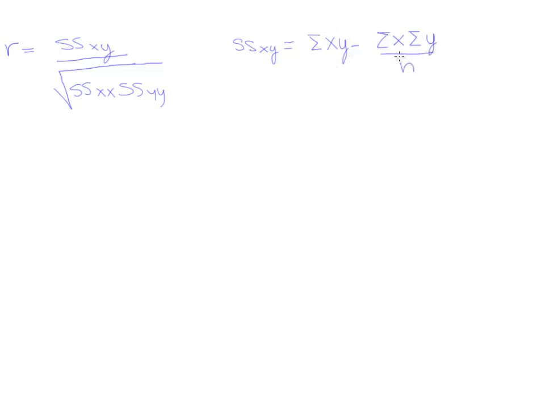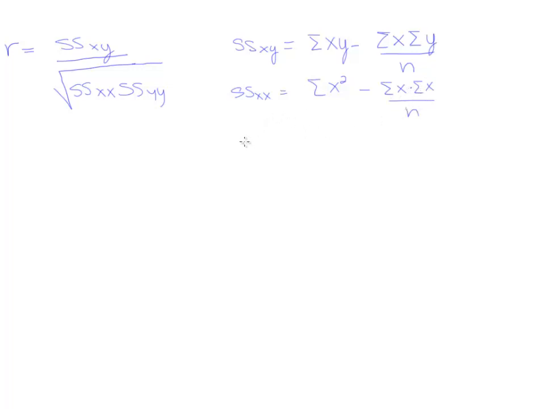Okay, so we need to work out these summation values, and of course each one of these is going to have the same sort of structure. This one will be SSXX, and that'll be the summation of x times x, which is the same as x squared, and then the summation of x times the summation of x over n, right?